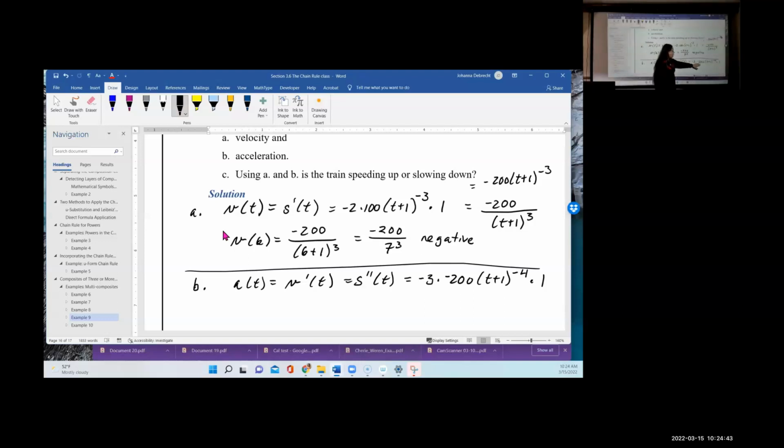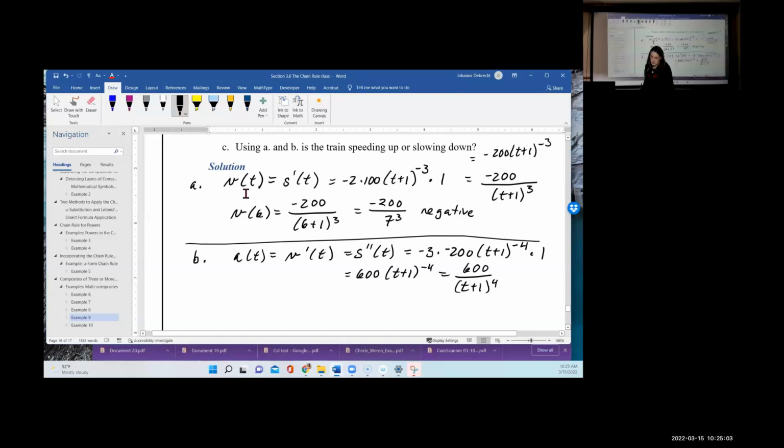So negative 3 times negative 200 is going to give me a positive 600. And this is going to give me 600 t plus 1 to the negative 4, or 600 over t plus 1 to the 4th. Now, what does this come out to be at 6 seconds? So at 6 seconds, when I plug this in, I get 600 over 7 to the 4th, which is positive.